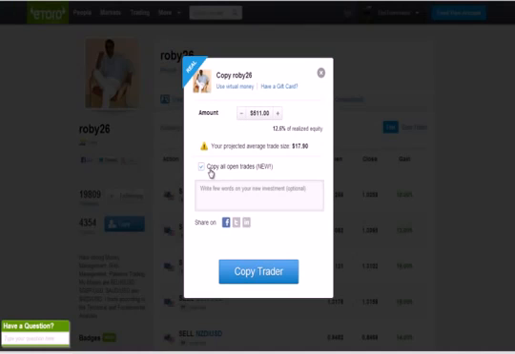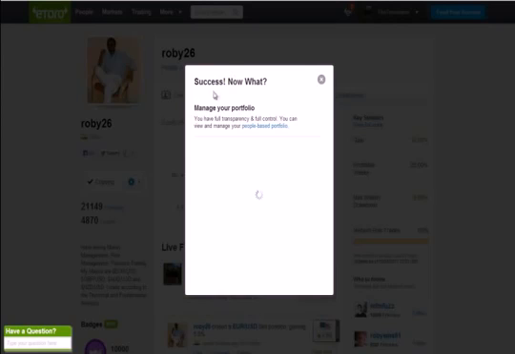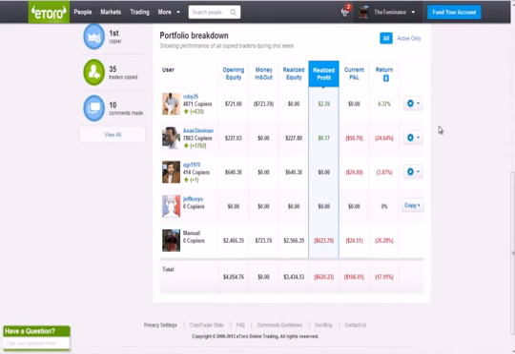We also have the copy all open trades option. The box is initially checked, but by unchecking it, all the future trades will be opened and not the existing ones. That is your decision to make. Now, all that's left to do is click on Copy Trader, and that's it. Success. Manage your portfolio. You have full transparency and full control. You can view and manage your people-based portfolio. So let's click on it and see how we can manage our people-based portfolio.